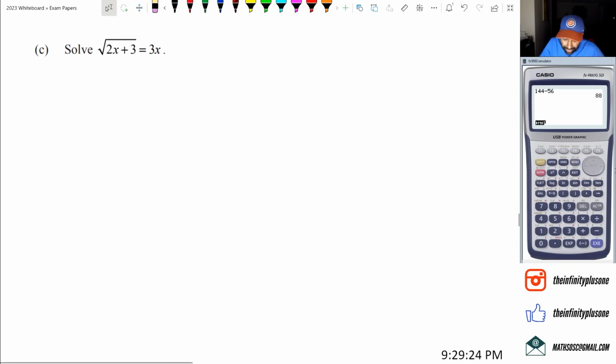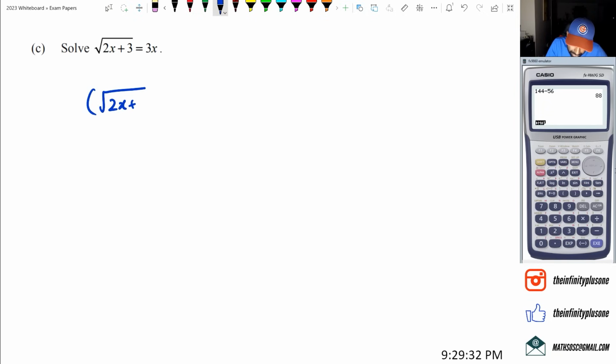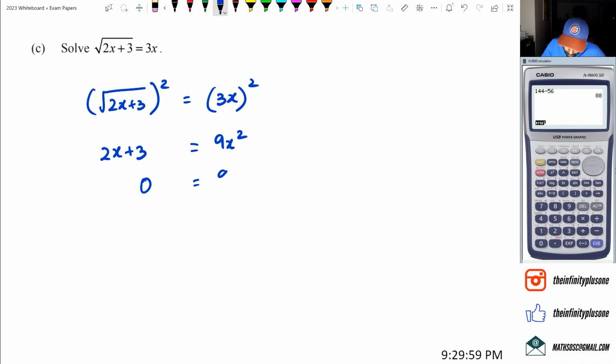All right, question C. We've got a square root that we need to get rid of, so we are going to get rid of the square root by squaring both sides. Remember that squaring, especially for the 3x, a lot of people make the mistake of going 3x squared as 3x squared, but it's actually 9x squared. Remember that. Here we've taken the square root and squared, they disappear, and what we've got is 2x plus 3 equals 9x squared. So rearranging it, we're going to get 0 is equal to 9x squared minus 2x minus 3.